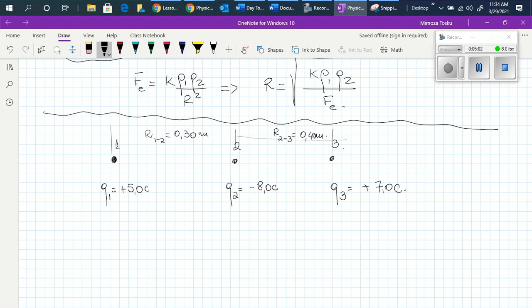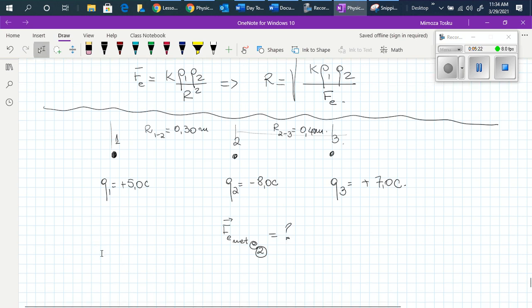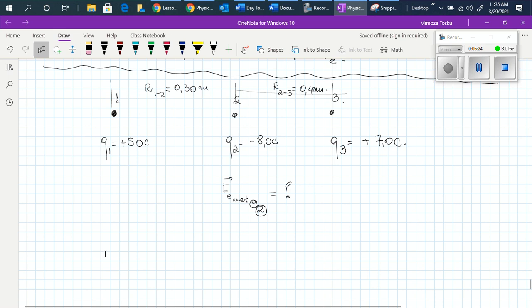What we are doing here is finding the net electrostatic force at 2. The principle that we will use in this case is known as the superposition principle. The superposition principle says that you take all the forces that the object is experiencing one by one, as if the rest of them do not exist.